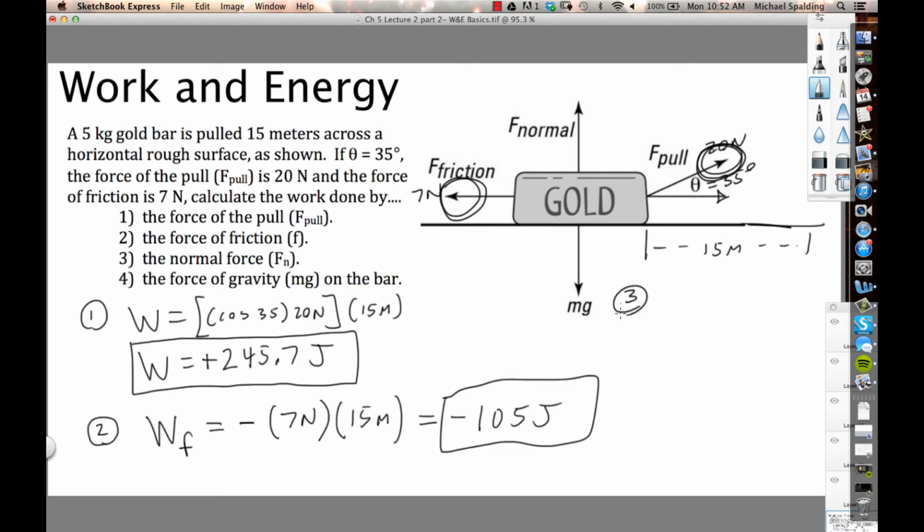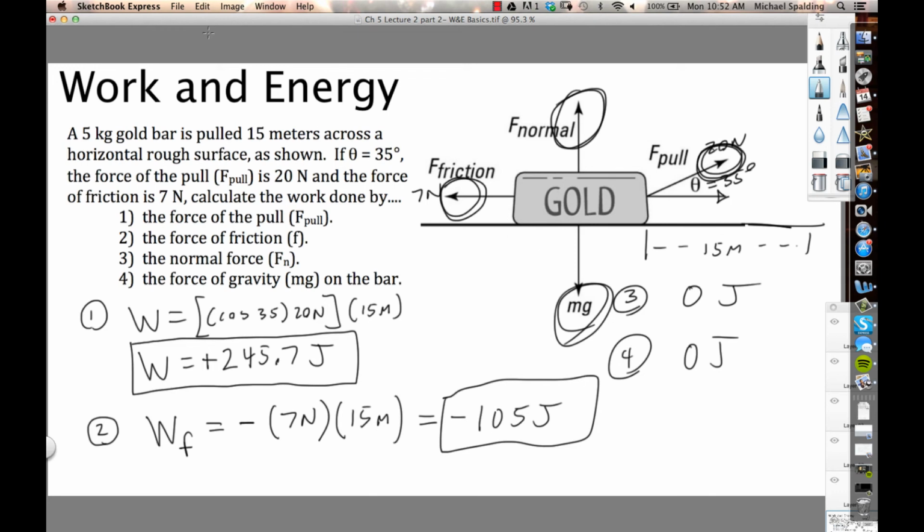Okay, number 3. What's the work done by the normal force? So look at normal force. Is it parallel to the motion? No. Does it have a component parallel to the motion? No. So how much work is the normal force doing? 0. How much work is mg doing? 0, because it's perpendicular to the motion.